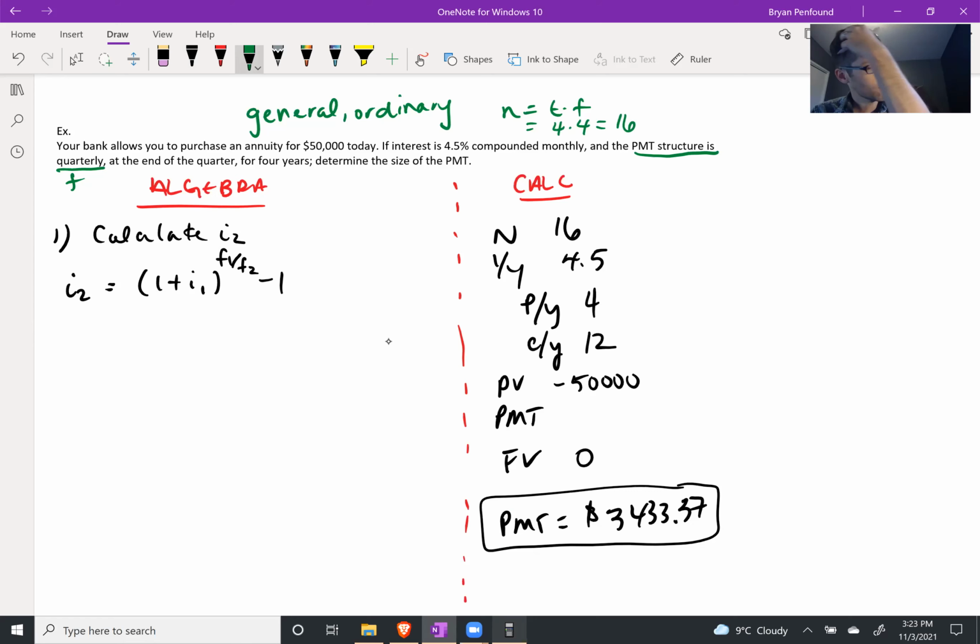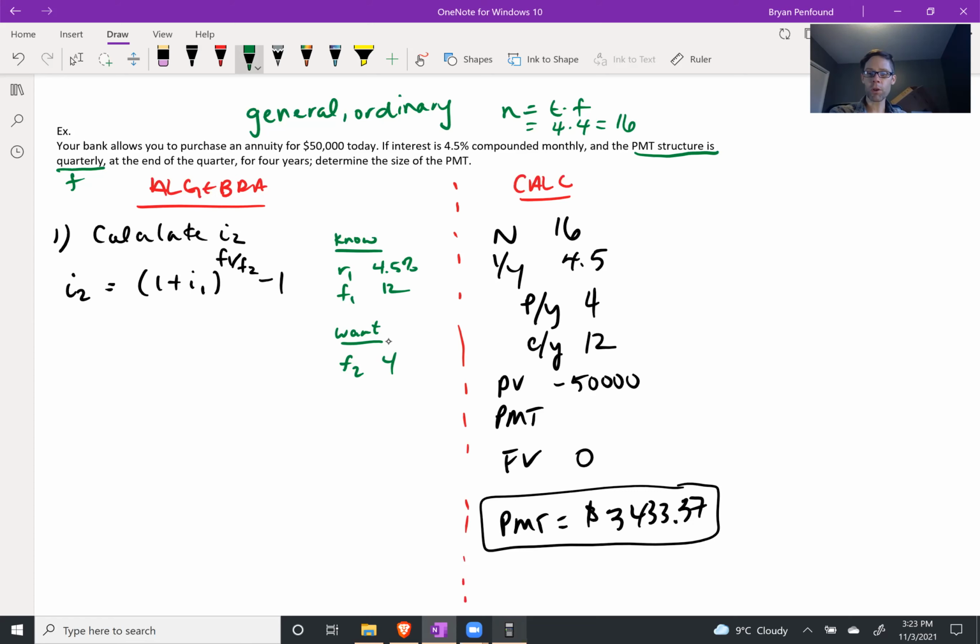So sometimes I list it like this. What do I know? What's given to me? What's the rate that's given to me? The rate that's given to me is 4.5% compounded monthly. So that's the rate that's given to me. What do I want? Well, I would like to have a compounding structure that's quarterly.